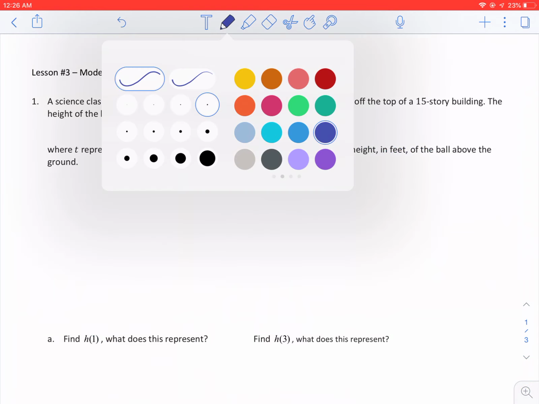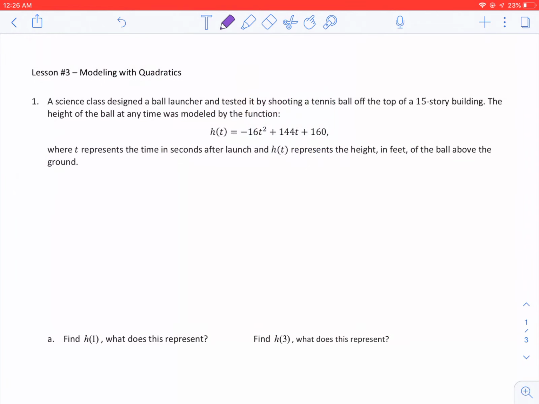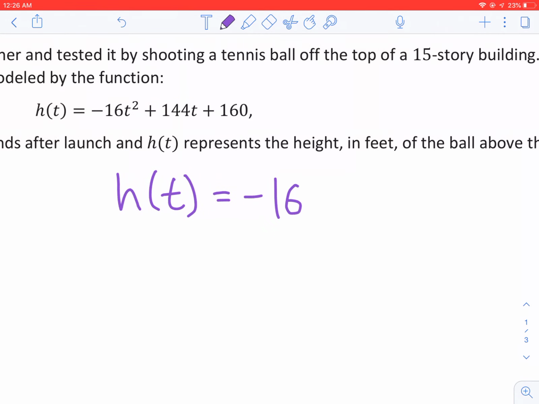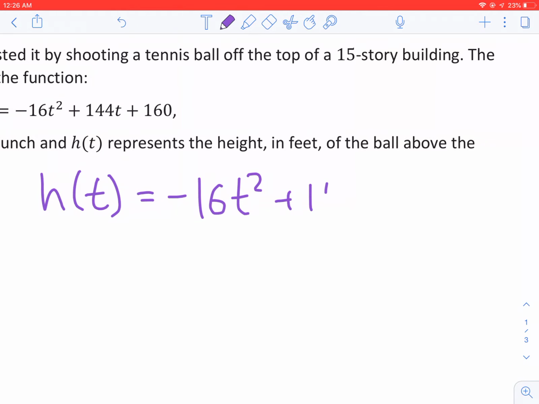Everything we've been doing for quite a while, we're going to put it to use to figure out things in the real world. So we got the science class. They're designing a ball launcher and they're testing it by shooting a tennis ball off the top of a 15-story building. The height of the ball at any time is modeled by that function, where t represents the time in seconds after the launch, and h of t represents the height in feet of the ball above the ground. So I'm just going to copy this equation they gave us, and let's really break down the parts of it and what it means.